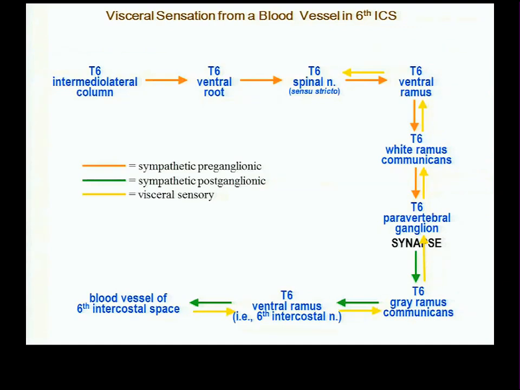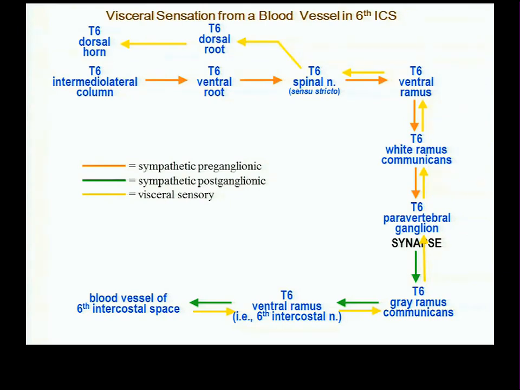Here is the only difference. Once it gets to the spinal nerve sensu stricto, there is no point in it going into the ventral root into the intermediolateral column because there's no cell in there that will understand what's happening. So the axon just deviates and goes into the dorsal root, and its cell body is in the dorsal root ganglion. So the dorsal root ganglion not only has somatic sensory cell bodies, but it has visceral sensory cell bodies. They're of a different size, but otherwise there's no real big difference between them.